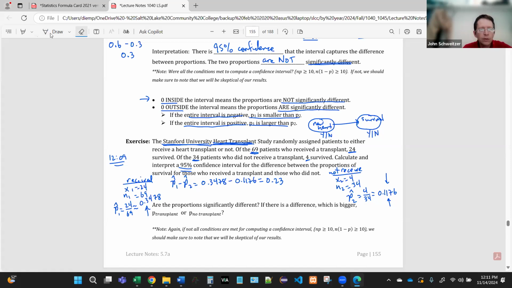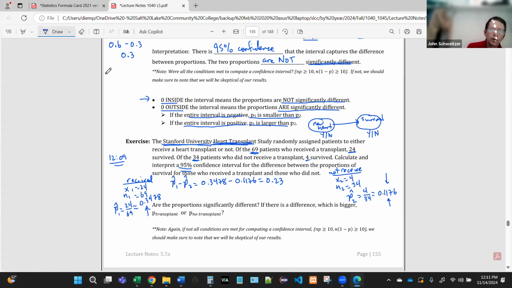So that's what the confidence interval will do, it will help us estimate the difference of the 2 parameters. So really what we want is this P1 minus P2, but we never really know exactly what that is because we can't give everybody a heart transplant. So what is that interval? Did anybody get the interval by any chance? The left endpoint, right endpoint.